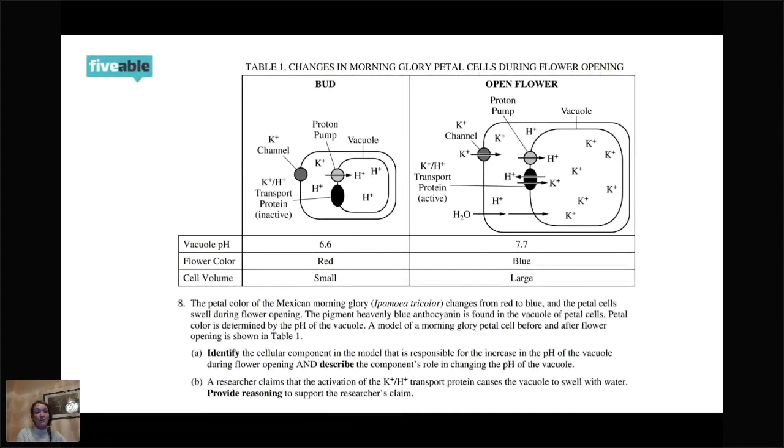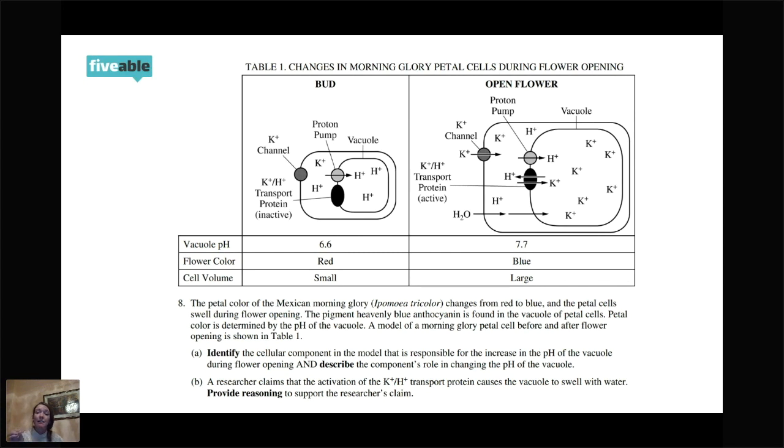We are putting more solutes inside of the cell, so water will follow, right? Because if there's more solute, there's less water. Okay, so that's an easy way to explain what we just talked about. What they take as points here is saying that the concentration of solute or the concentration of potassium is increasing inside of the vacuole, or they say the solute is moving into the vacuole, making it hypertonic, lowering water potential.